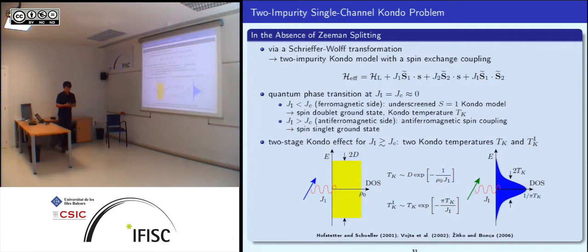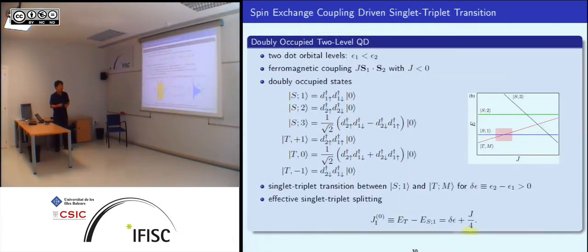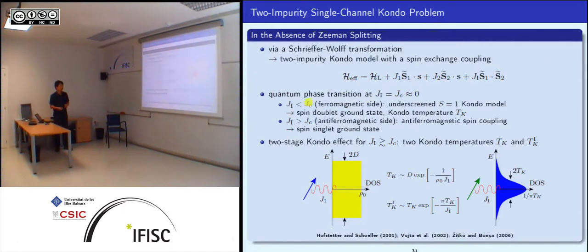The quantum state near the singlet-triplet transition was well studied in the early 2000s. So the low energy Hamiltonian can be written as this kind of two-impurity Kondo model. Here we have two spins, 1 and 2, which are coupled to the conduction spin, and the two quantum spins are coupled through this coupling J. So J is given like this.